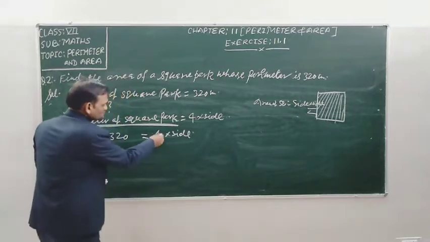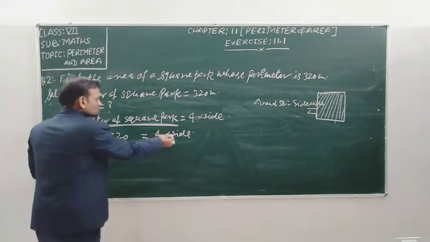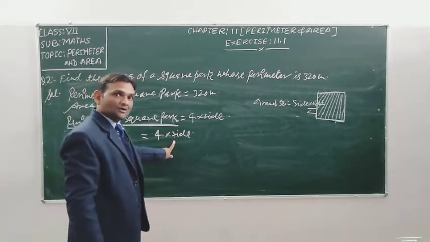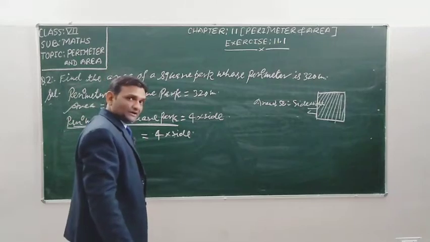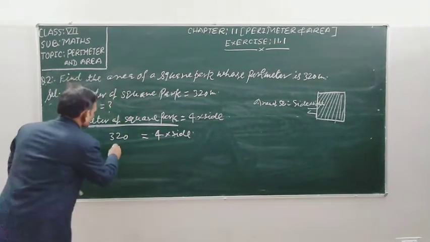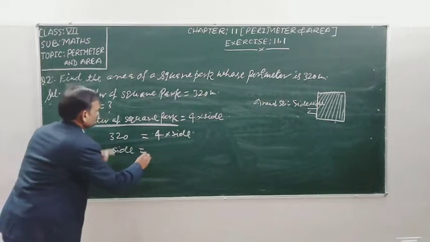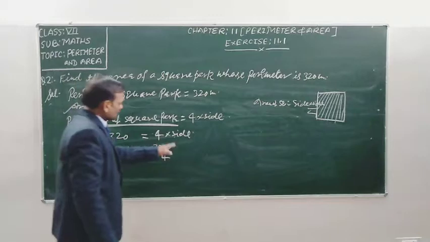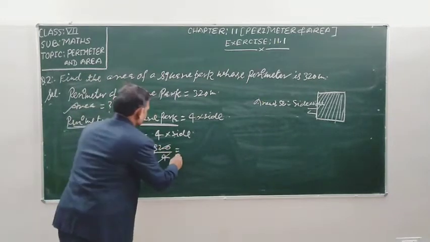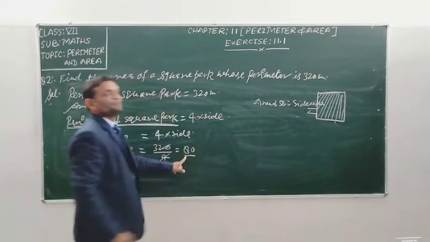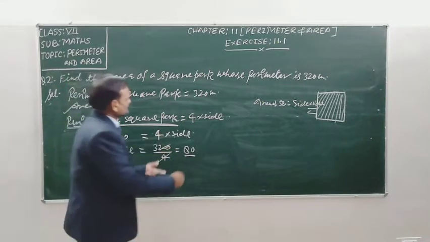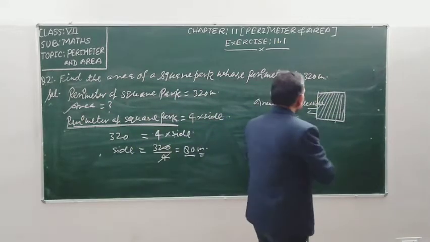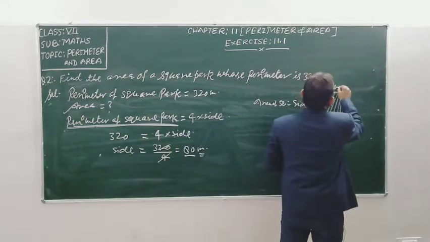So student, we have to transpose the 4 to the left side. Here on the right side, we are multiplying by 4. So when we transpose 4 to the left side, we have to divide. So side is equal to 320 upon 4. When you divide 320 by 4, we get, student, 80. 80 what? 80 meter. 80 meter is the side of the square park. Means this side is 80 meter.